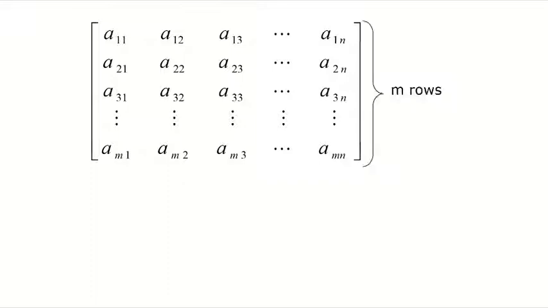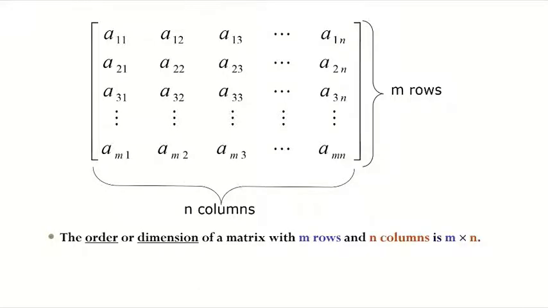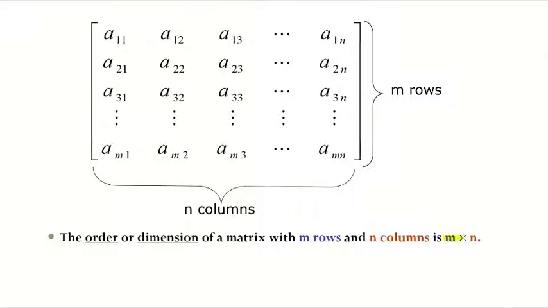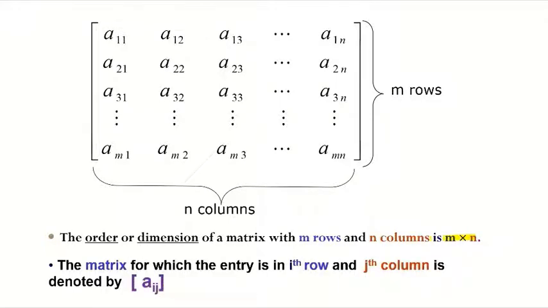Okay, this matrix has m rows and n columns. m and n represent the order of this matrix. The order or dimensions of a matrix with m rows and n columns is given by m by n. As you can see here, m by n means m number of rows and n number of columns. The matrix for which the entry is in the ith row and jth column is denoted by these notations. We use the square bracket, or maybe the normal bracket, and a_ij represents all the elements.